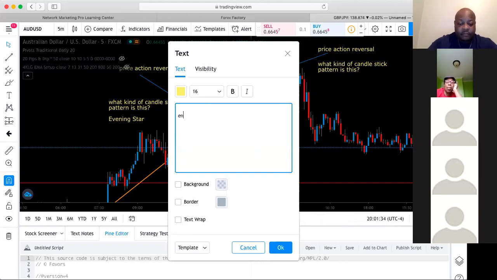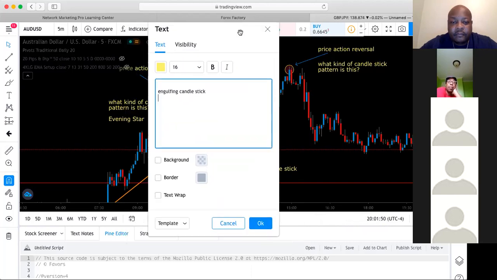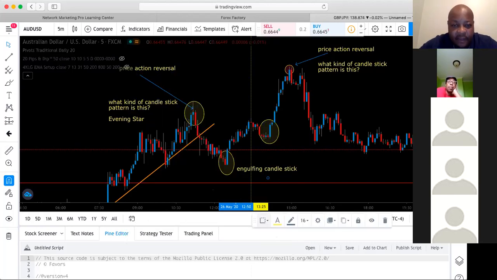Because it's coming at the end of a trend. Yep, and what else? And going into a new bullish trend, and the bullish candle is bigger. I think the thing said it has to be bigger, like over half the size of the previous one. Mm-hmm. It's engulfing.